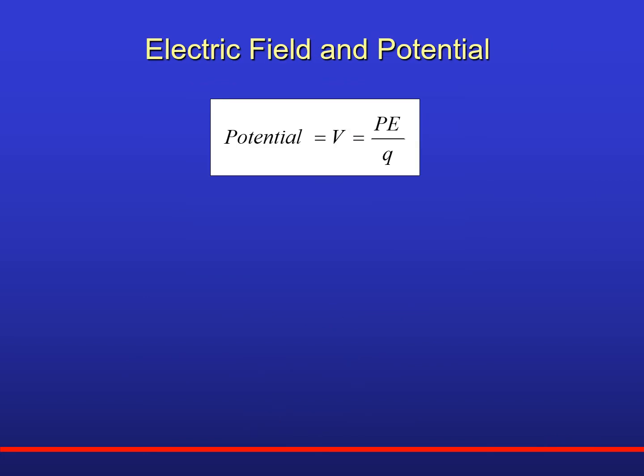Now we define potential. Potential, or voltage, capital V, is the potential energy per charge. For a given charge, if you take the potential energy of the charge and divide it by the charge value, you get the potential. Now, since charge is a constant, any change in potential energy must be due to a change in potential. Rearranging the equation, delta PE is Q times delta V.